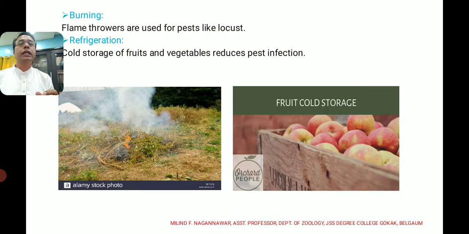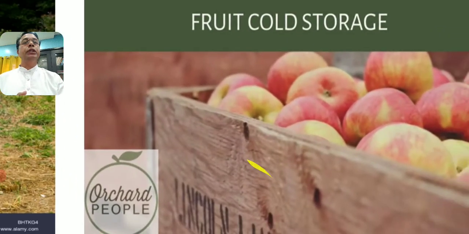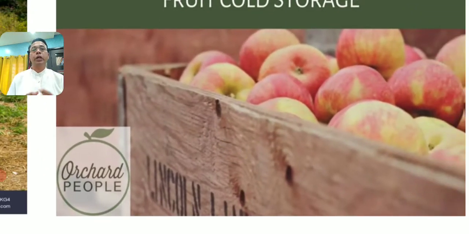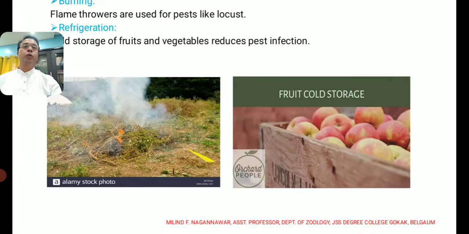There is another physical method. Whenever there are swarms of pests like locusts, flames are thrown to reduce the pests in that particular area. That is called the burning method. Flame throwers are used for pests like locusts. Then refrigeration: the cold storage of fruits and vegetables will reduce pest infection. Is it clear? If we keep all these vegetables or fruits in cold storage, there is minimal pest infection, or no pest infection, in the vegetables and fruits.